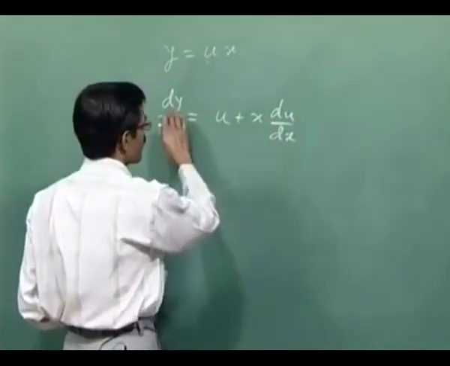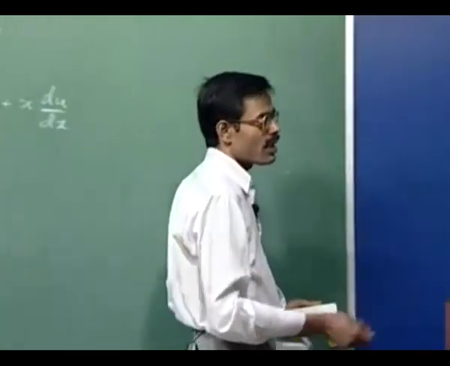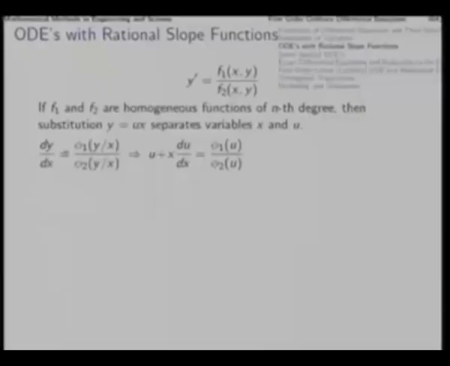So, this expression for dy by dx we can insert here, and that gives us this expression for dy by dx in terms of x, u and du by dx, and on this side we have simply phi 1 by phi 2, which are both functions of u only. And now, separating variables from this equation is easy.